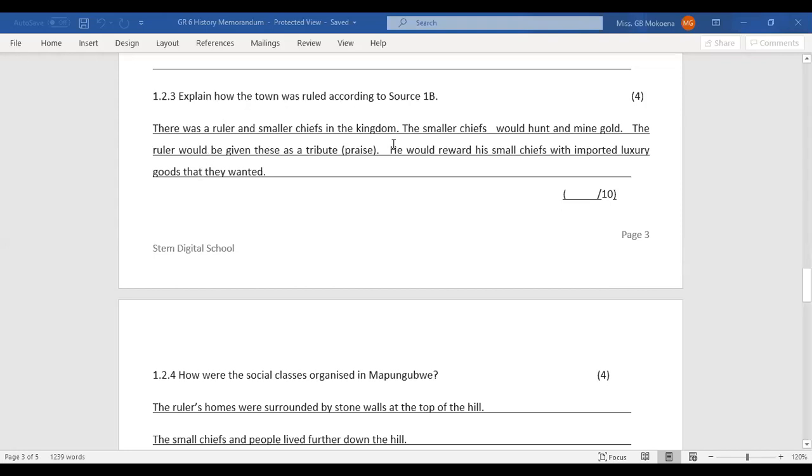Okay, cool. Here's my answer for those who didn't write. Explain how the town was ruled according to 1B. My answer was, there was a ruler and a smaller chief in the kingdom. The smaller chief would hunt and mine gold. The ruler will be given those as tribute. And then he would reward his small chief with imported luxury goods that they wanted. Okay, Kia?